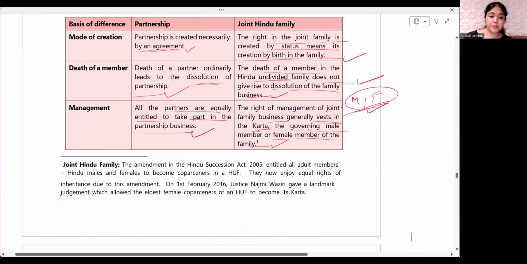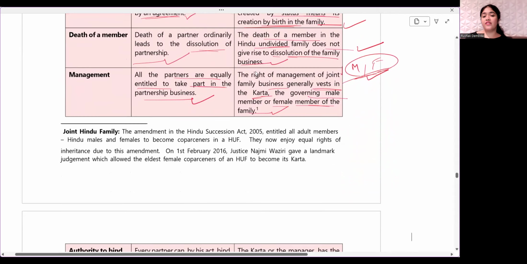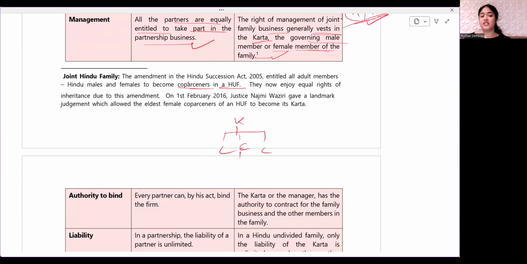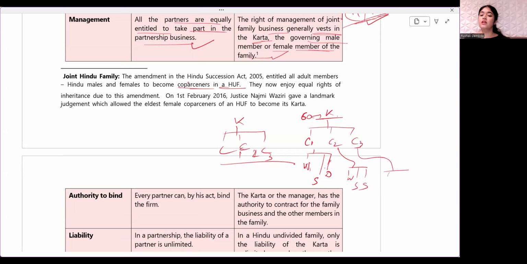HUF, they have given us some description. The amendment in the Hindu Succession Act 2005 entitled all adult members, Hindu males and females, to become co-partners in the HUF. Co-partner means the members of the HUF. If one is the karta, the other people are co-partners. Suppose there is a person aged 60 years, he will be the karta of the family business, and he has two sons and a daughter. So this will be co-partner 1, co-partner 2, and co-partner 3. If they have a wife and two children, son and daughter, they are also going to become co-partners. In a similar manner, the wife, son, and another son. So this is how it will work.